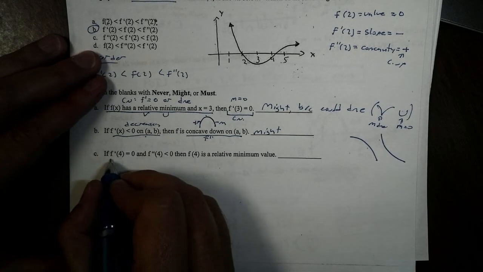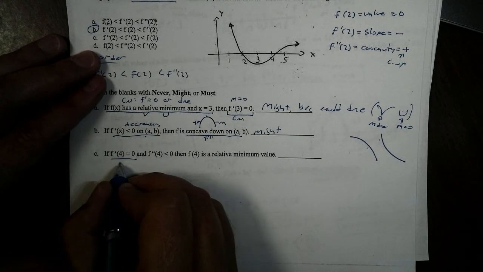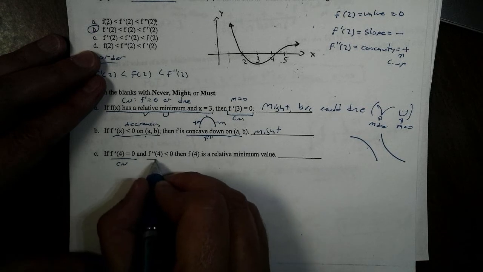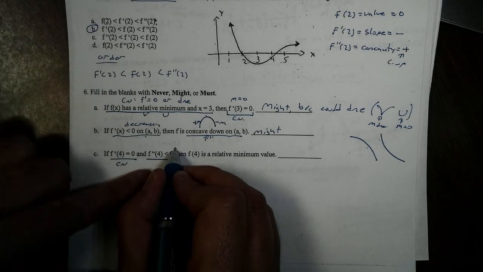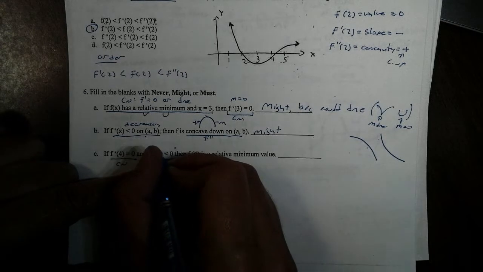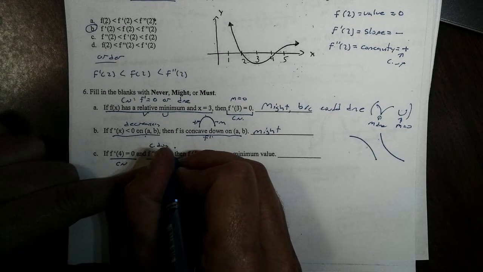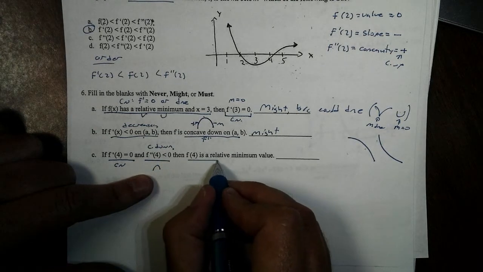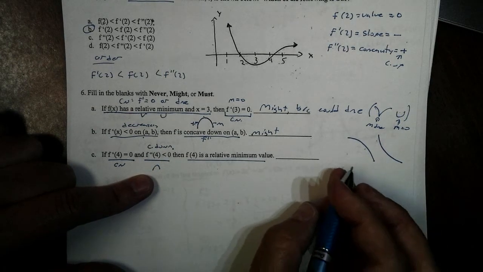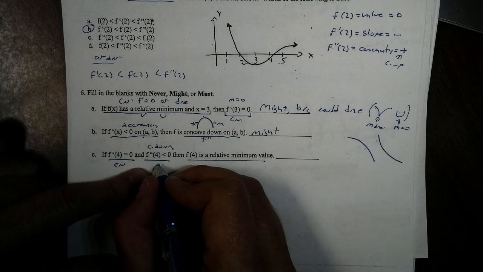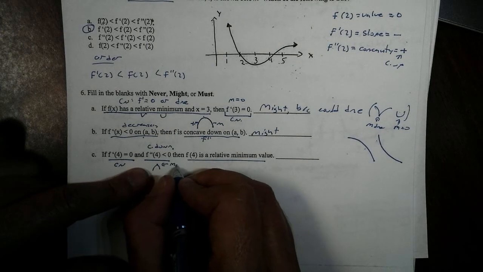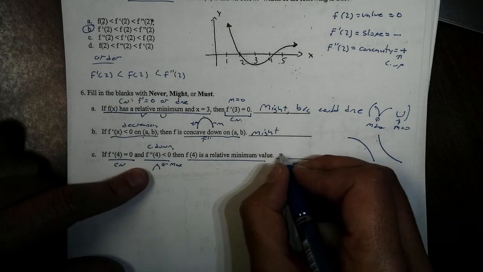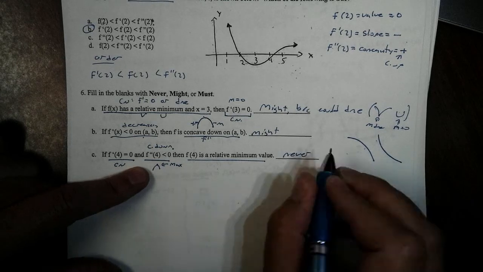Next one, if the derivative is 0, so they're saying that we have a critical number, and the second derivative is less than 0, well, we know what this is. This is saying concave down, so I draw concave down. Then f is a relative minimum. Well, think about that. We just drew something concave down. We have a maximum value here. So this is going to be a never.